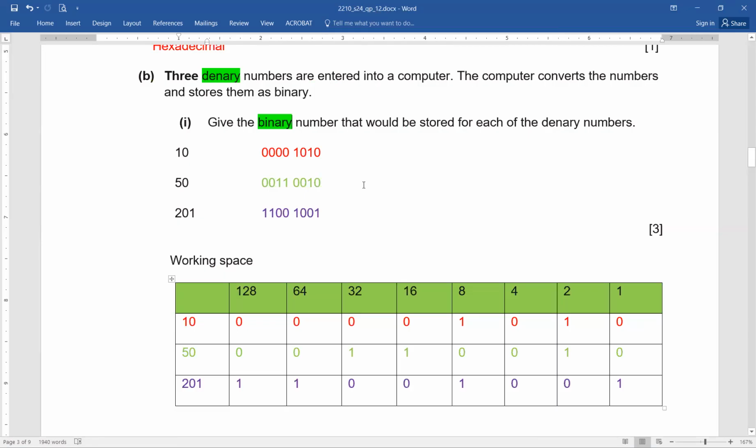See, 10 is 0, 0, 0, 0, 1, 0, 1, 0. Then for 50, 0, 0, 1, 1, 0, 0, 1, 0. For 201, 1, 1, 0, 0, 1, 0, 0, 1. And if you have mentioned giving a space in between for your own benefit, that's perfectly okay. If you want, you can put them as a complete byte also. That's perfectly okay. But if you're doing it as a nibble, I think this is more readable. That's why I've done it. Otherwise, you can do in any method, okay?